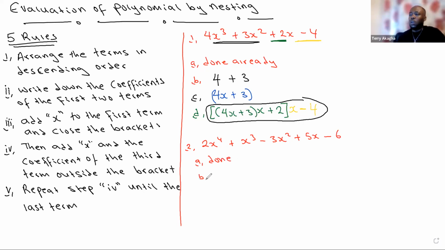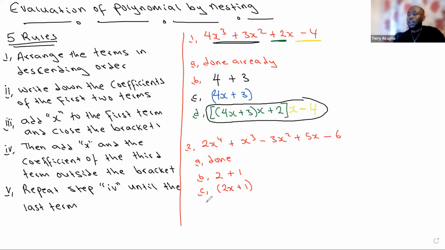Okay. Number 2, let's get the coefficients of the first terms. The coefficient of the first one here is going to be 2 for the first term, and the second term is going to be what? 1. The third step said you need to add x to the first term, and you close the bracket. So it's going to be 2x plus 1, close the bracket. Does that make sense?